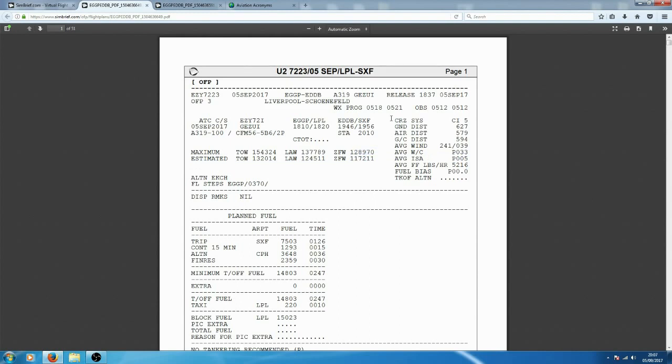All good. Moving on now, here we have GND DIST, which is ground distance, 627. AIRDIST, I do apologise, like I say, about my throat, is your air distance. As you can see, 579 nautical miles. Average cruise winds are also available as well, which is important to note. And your AVG ISA, which is essentially your temperature. Average fuel burn per hour, your fuel BIAS, that's pretty simple there.